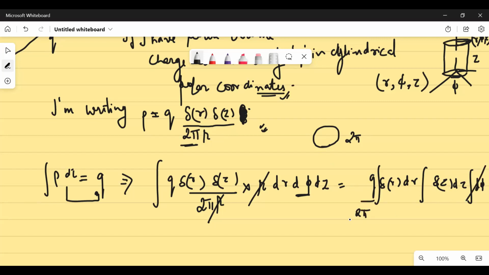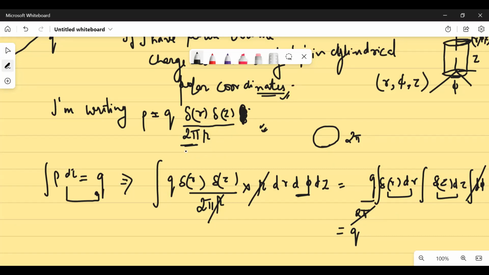So integral d phi would cancel, and this will be equal to 1, and this will again be equal to 1. So what is the answer? Q. So in order to get back this Q, I have to scale it. I mean, I have to divide it by some factor. This particular factor is 2 pi r.